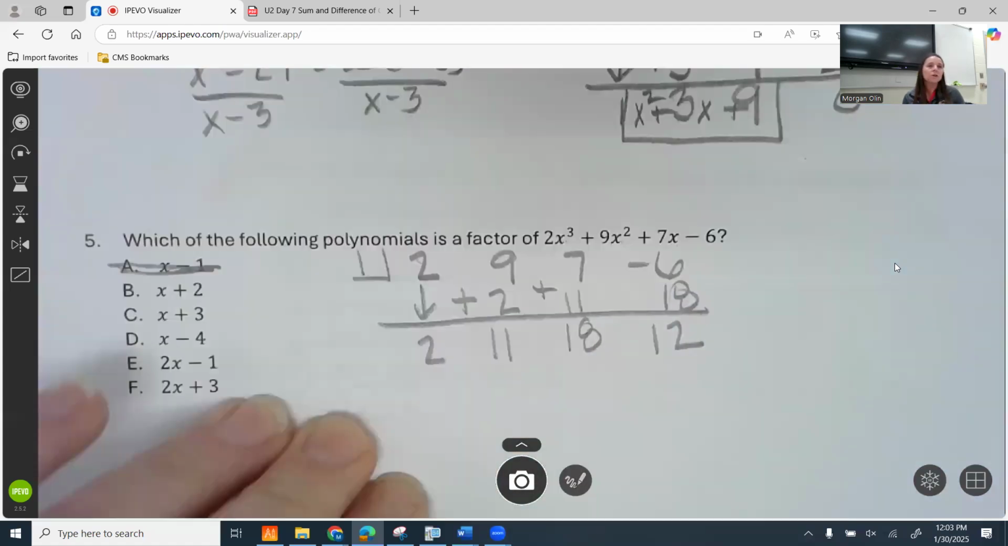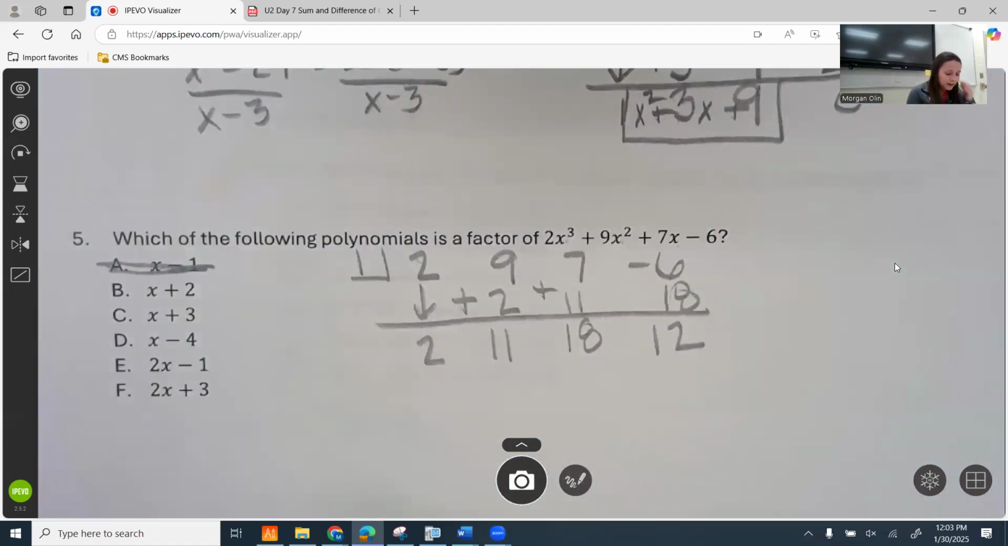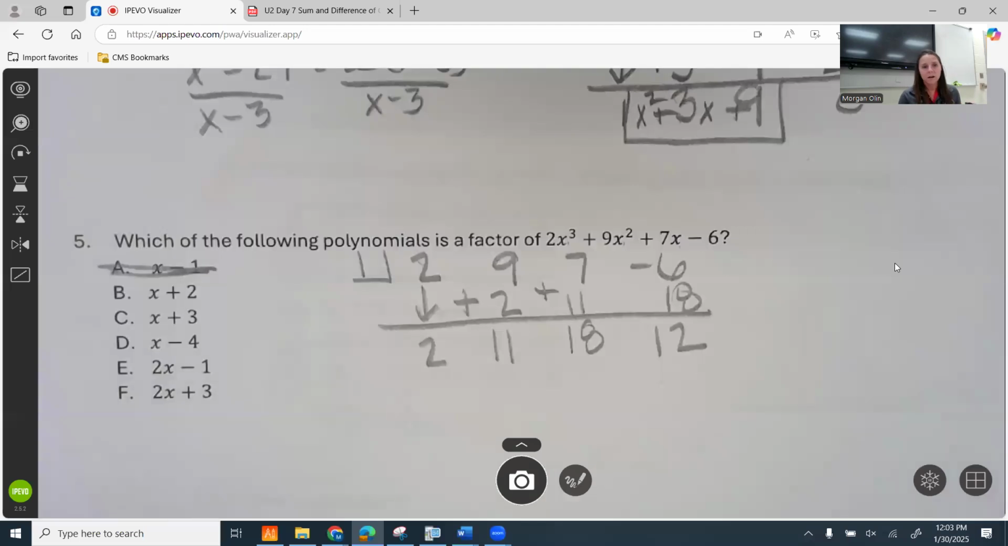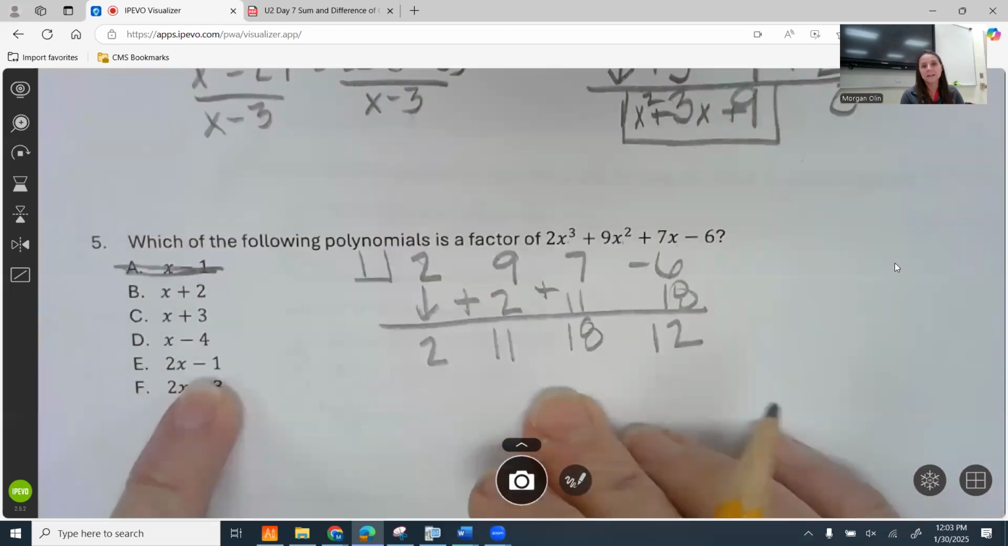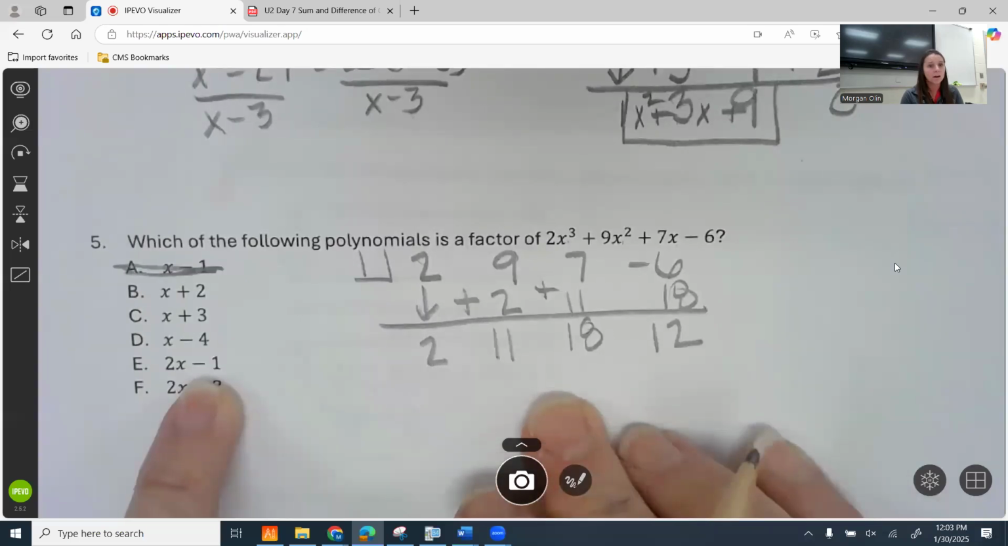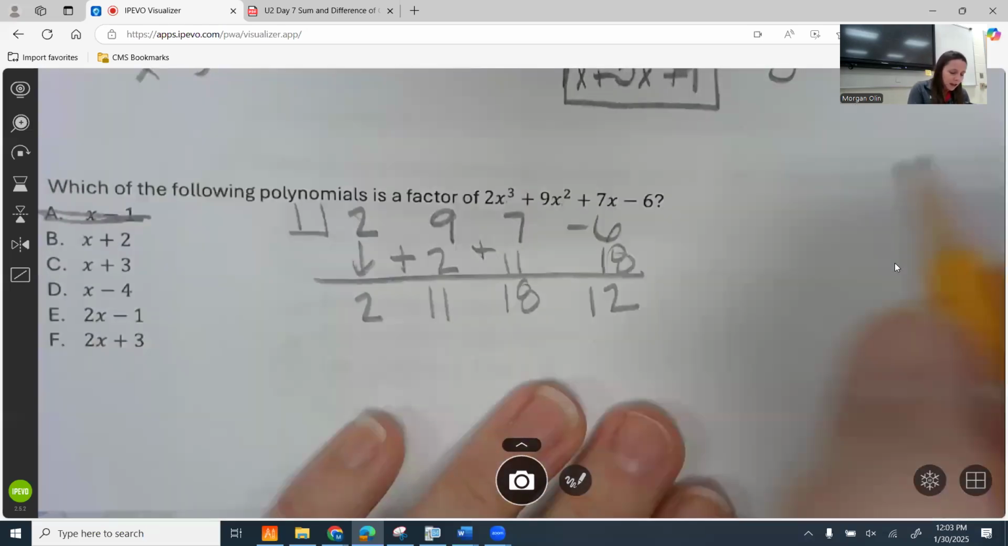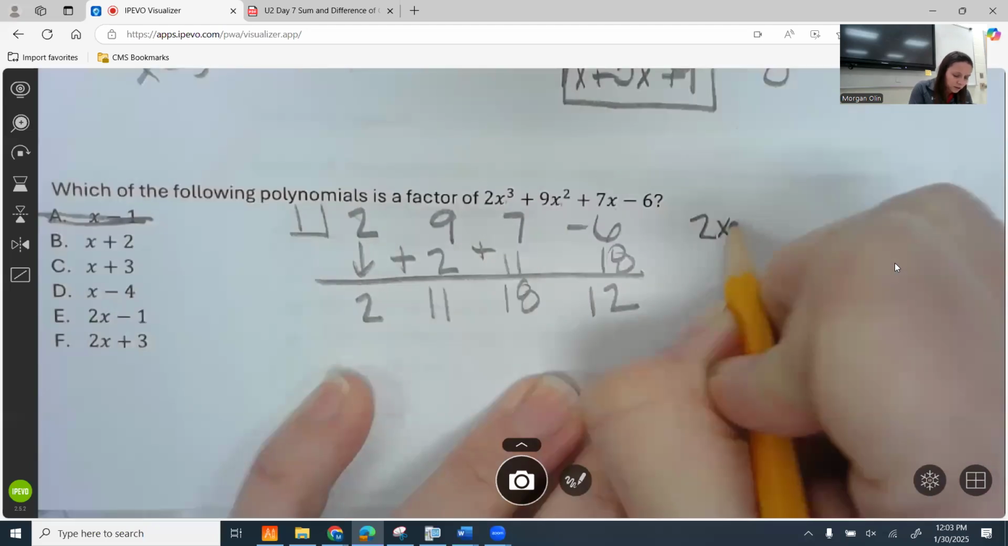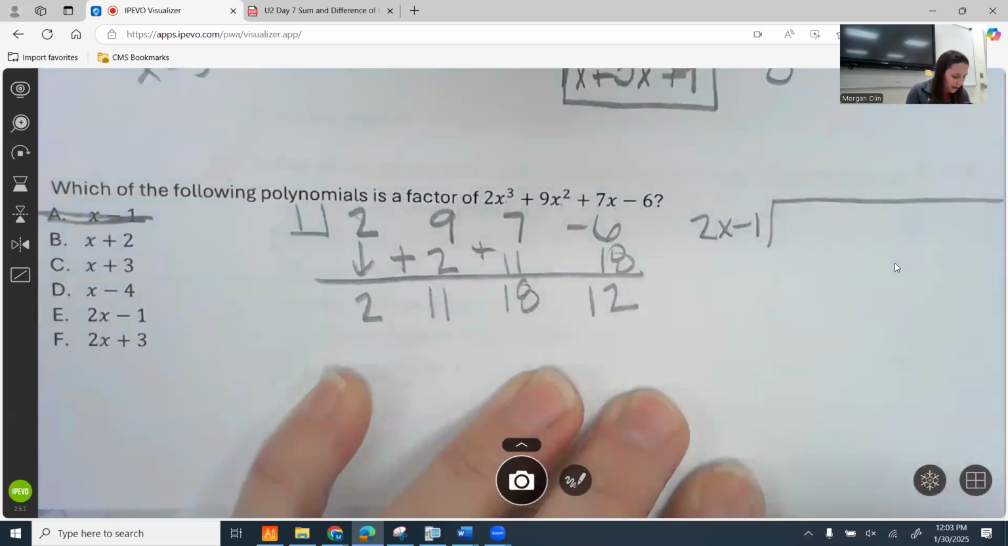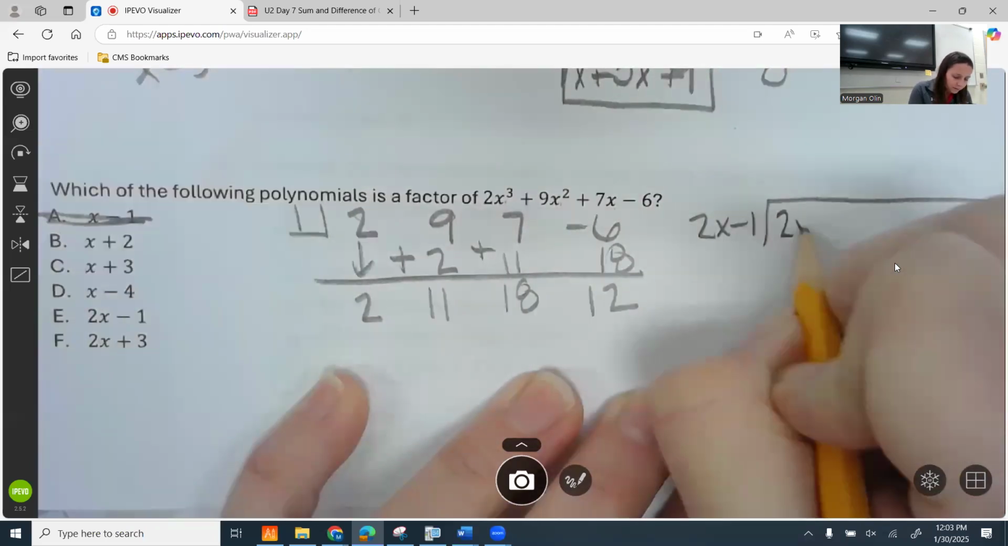Now you could keep doing this with other ones. I do want to do 2x minus 1. The reason is, look at it. Is that in the form I can do division by synthetic division? No. I would have to do long division. And you could do long division on it. Let me do it so we can recall it since I haven't done it today.